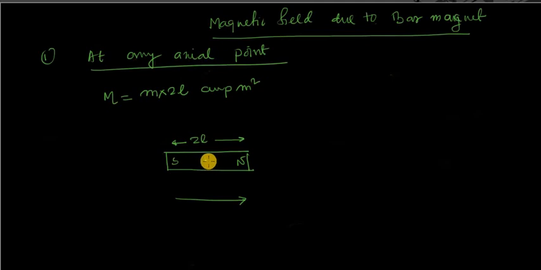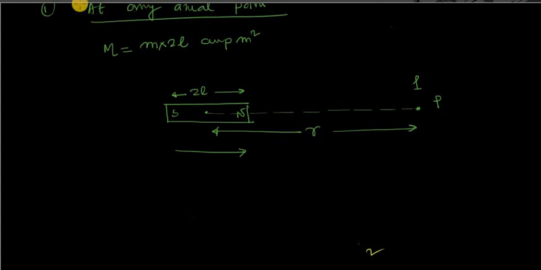Now suppose we have to find out the magnetic field due to this dipole at any axial point, say point P, at a distance r from the center of the dipole. To find the magnetic field at this point, we have to place a magnetic north pole of unit pole strength, just like an electric dipole, where we place a unit positive charge at the point where we find the electric field. Similarly here we place a magnetic north pole of pole strength unity, then find out the force acting on this unit magnetic north pole due to this north and south pole.